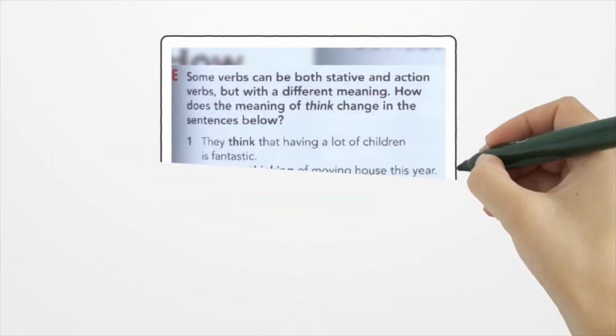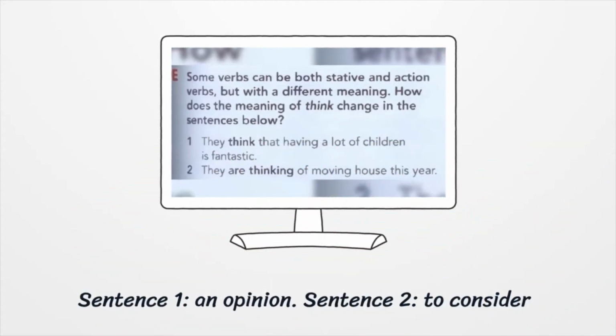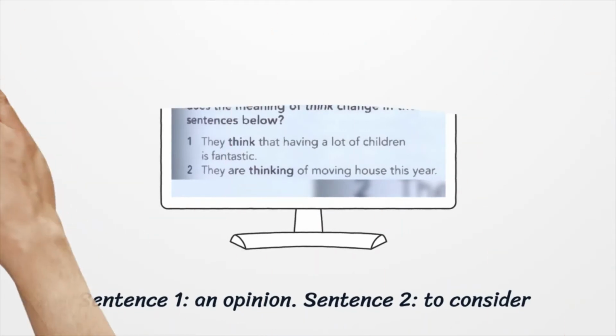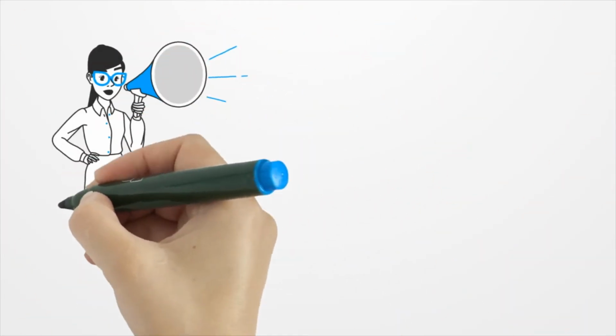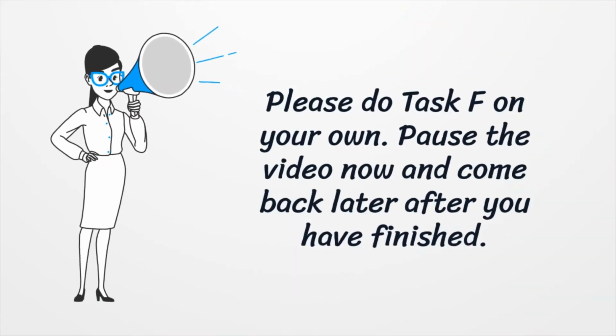Some verbs can be both stative and action verbs, but with a different meaning. For number 1, they think means they have an opinion. Number 2, they are thinking means they are considering something. Now, please do task F on your own and then come back later to check the answers.